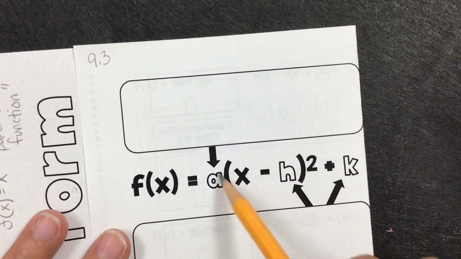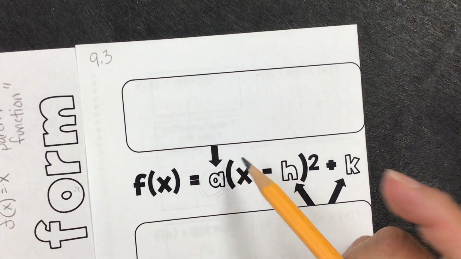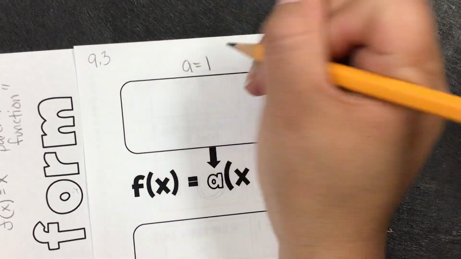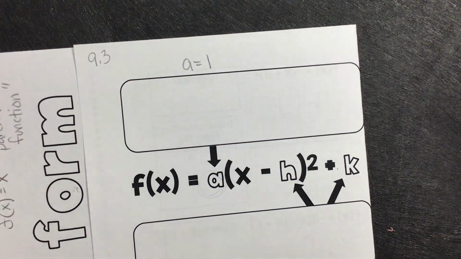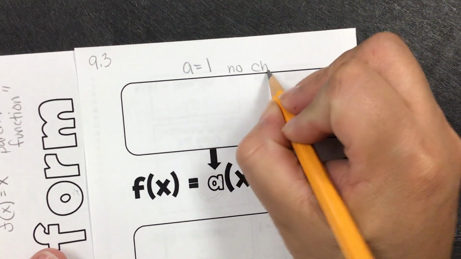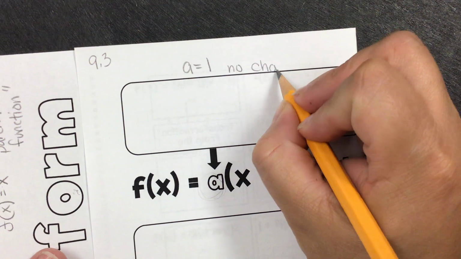The first thing that we're going to look at is this A. A can be the number 1, so I'm going to write A is equal to 1. And when A is equal to 1, there is no change in the graph. So there isn't a transformation.